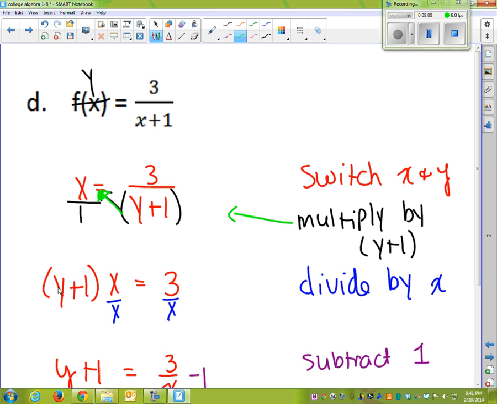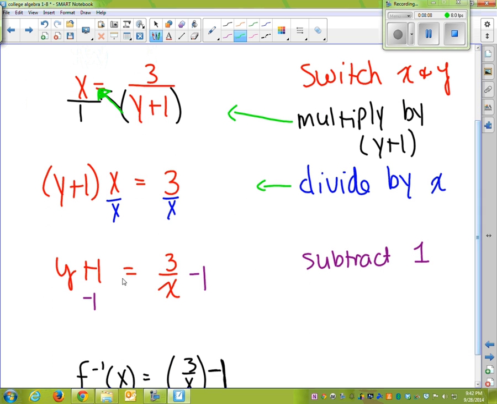So I want to get y by itself. Next, I divided by x. So it's 3 divided by x equals y plus 1. And I could drop the parentheses because they no longer have a purpose. Now I subtracted 1 to get y by itself.